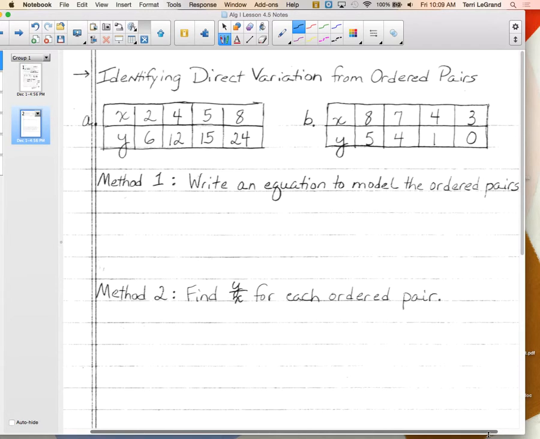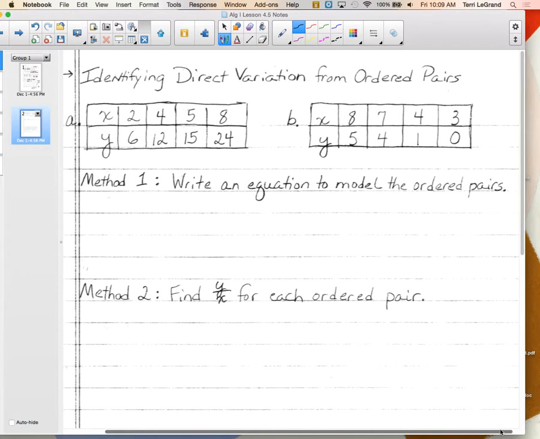So the first method, we have two problems we're going to do, A and B, and it says method 1, write an equation to model the ordered pairs. Remember back when we were figuring out function rules? What do you have to do to x to get y? Can anybody pick out, in that first one, A, what do you do to x that works every time to get y? Multiply x by 3. Okay, so let's write that down. Multiply x by 3 to get y. Works every time. 2 times 3 is 6, 4 times 3 is 12, 5 times 3 is 15, and 8 times 3 is 24. So how would that look in an equation? Multiply the x by 3 to get y.